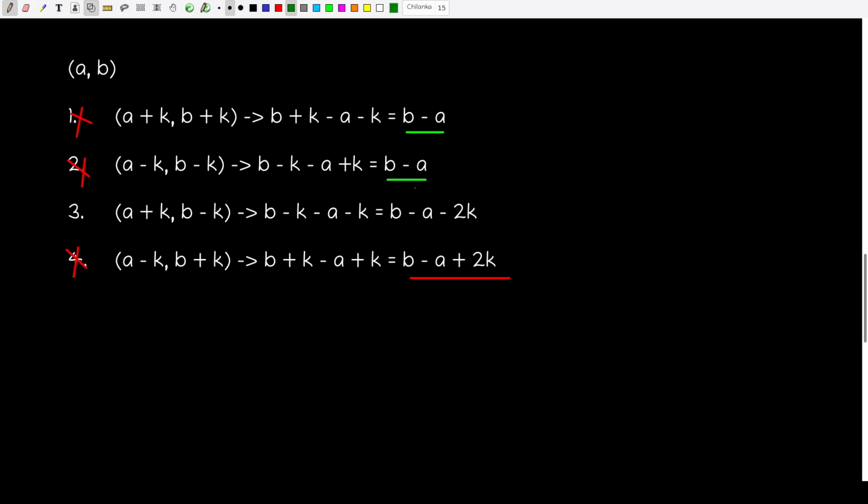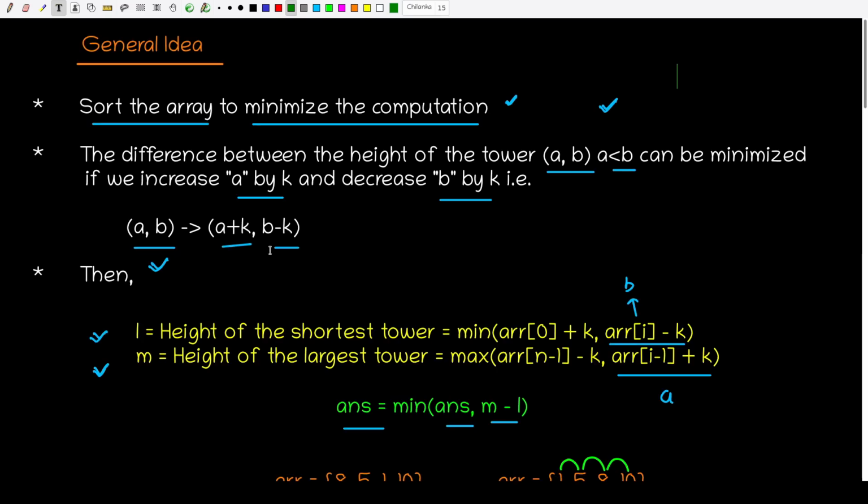And as you can see, with this combination, we are able to decrease the difference between the height of the towers. Because of which, if we want to minimize the difference between the height of the towers, then a comma b has to be transformed to a plus k and b minus k. And folks, with this, I hope it is clear why a comma b has to be transformed to a plus k comma b minus k.